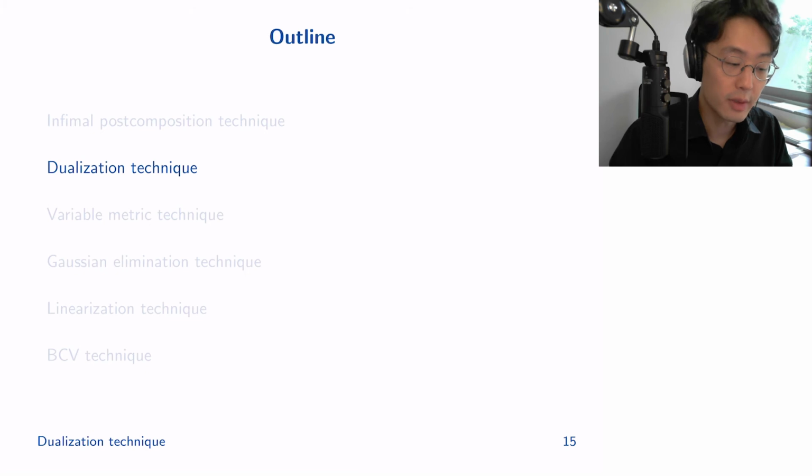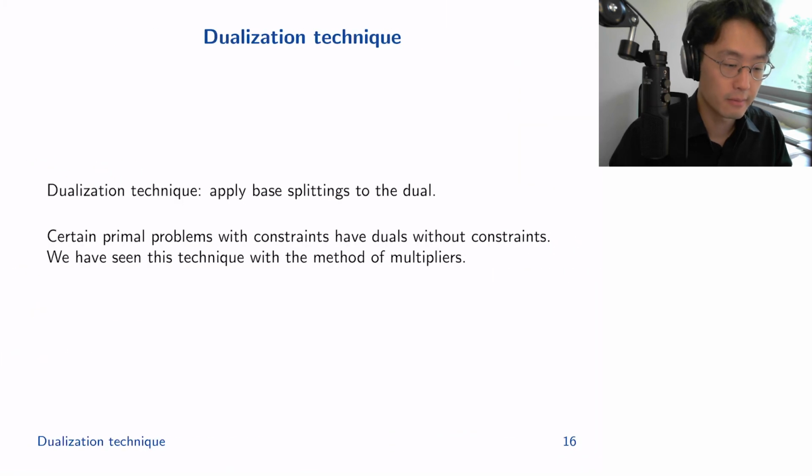Next, let's talk about the dualization technique. The dualization technique is very simple. It is to simply apply a base splitting method to the corresponding dual problem. And this is possible because certain primal problems that have constraints have corresponding dual problems without constraints.